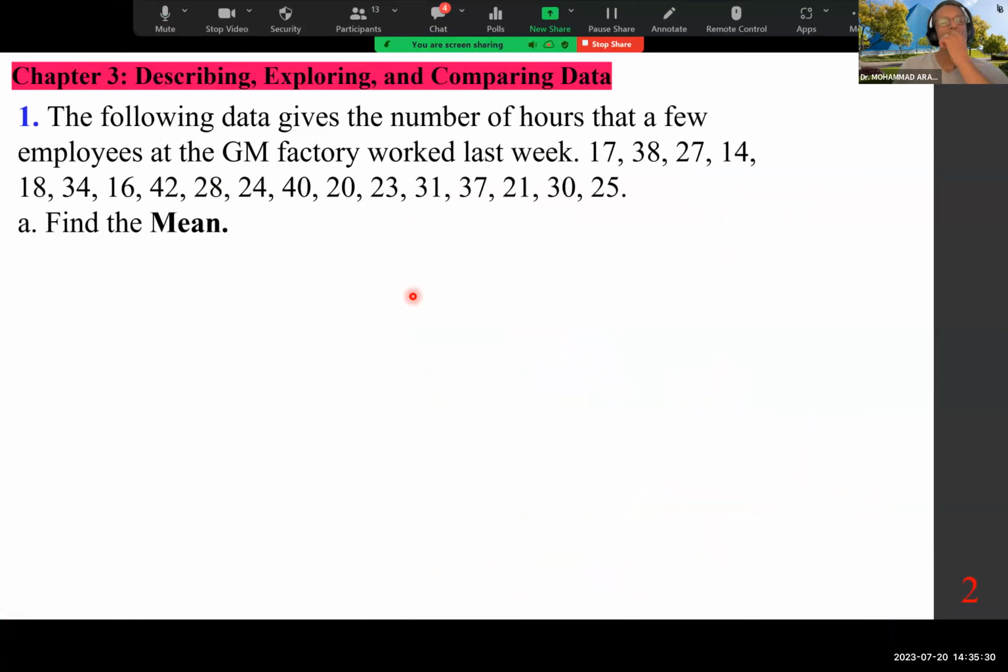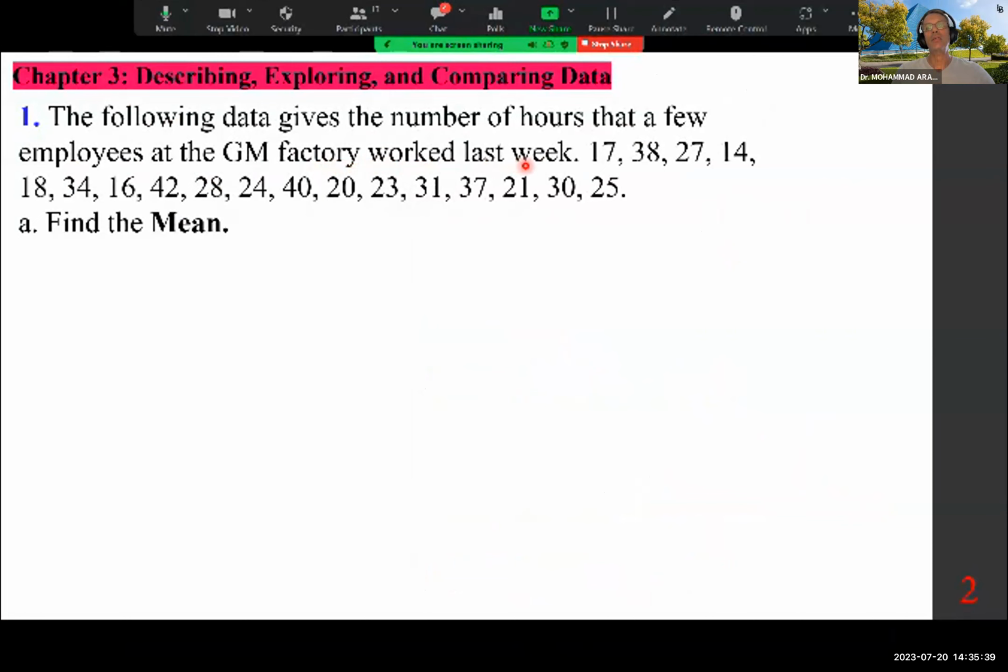All right. The following data gives the number of hours that a few employees at the GM factory worked last week. And we have a bunch of numbers, 17, 38, all the way to 25. The very first step is to find the mean. We want to find the mean.